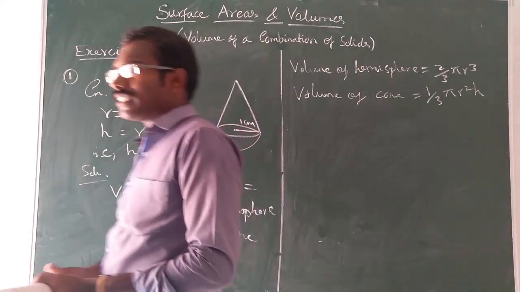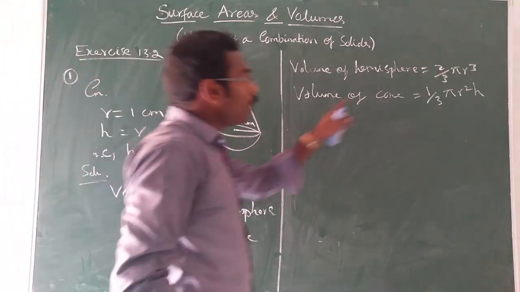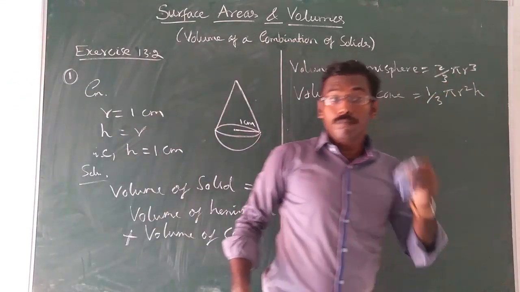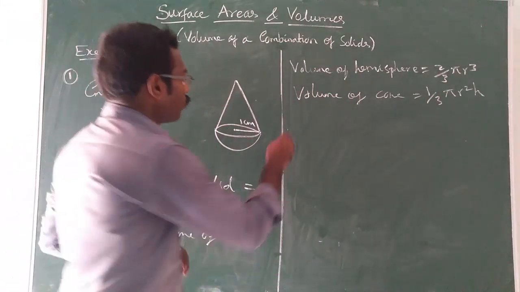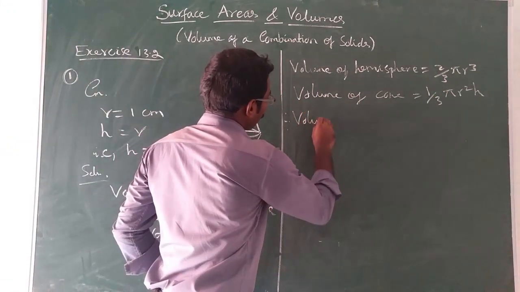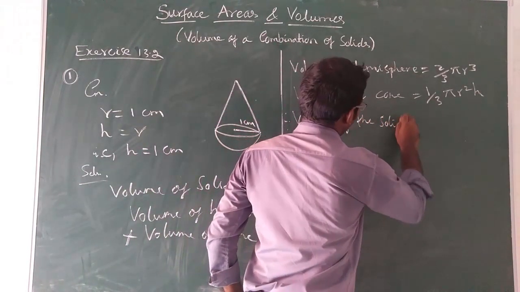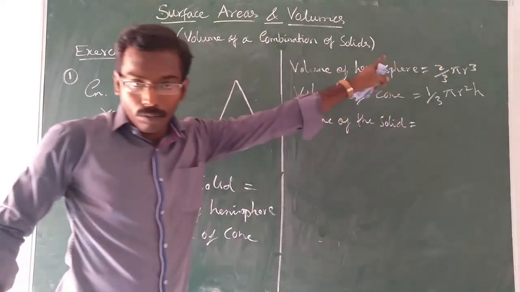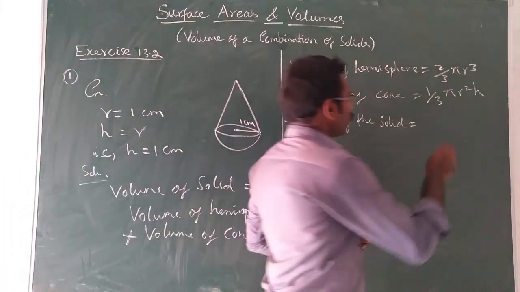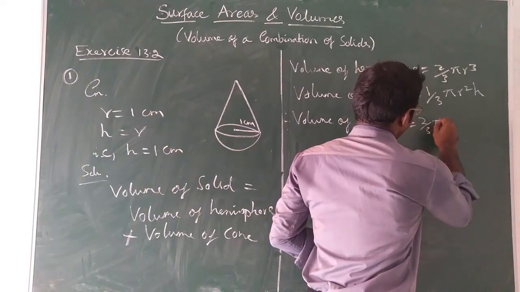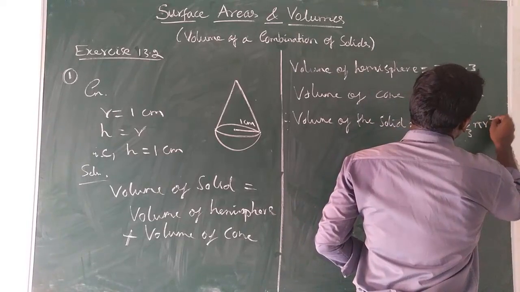So now you just need to add them, and no need to apply the value of pi because the answer should be in terms of pi. Pi should remain there. Okay. So now, therefore, volume of the solid is equal to, add the two formulas. See that? Are you all following me? Okay. So 2 by 3 pi r cube plus 1 by 3 pi r square h.